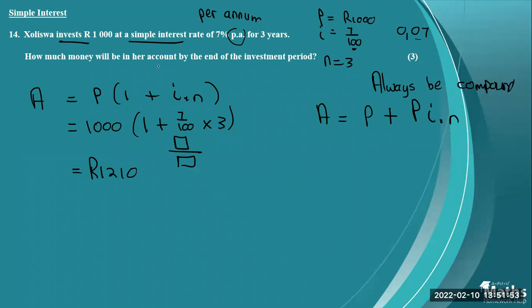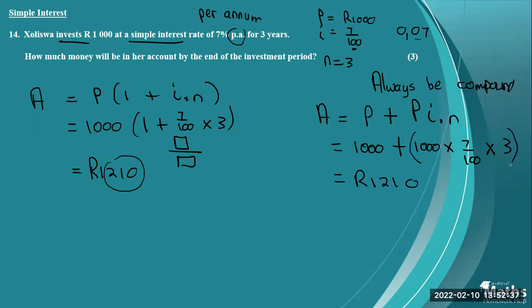So how much money will be in her account? There will be 1,210 Rand after 3 years. So that means her money earned an interest of 210 Rand. Just to show you how to do this one, you will say 1,000 because that's the investment amount. Then you have to say 1,000 multiplied by 7 over 100 and multiply by 3. So you pop this all into the calculator and do make sure that you get 1,210 Rand. To play it safe, if you want to, you can even put brackets around that. So just check your own calculator, make sure that you get the right answer.